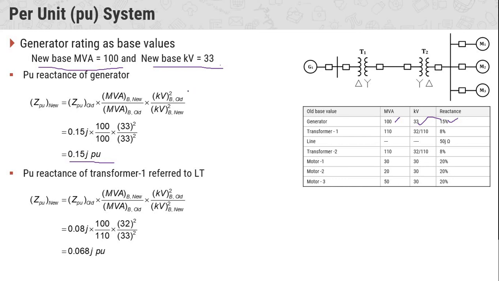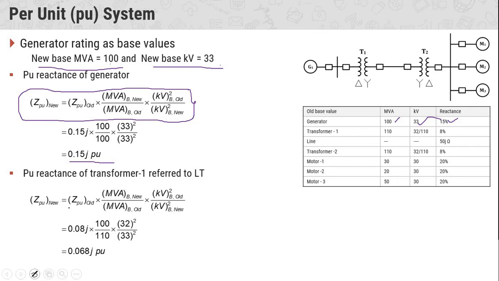Understand? This equation is important. Please remember this. Otherwise you cannot calculate this type of example. Now, the per unit reactance of transformer 1 is referred to the LT side, meaning the low voltage side.